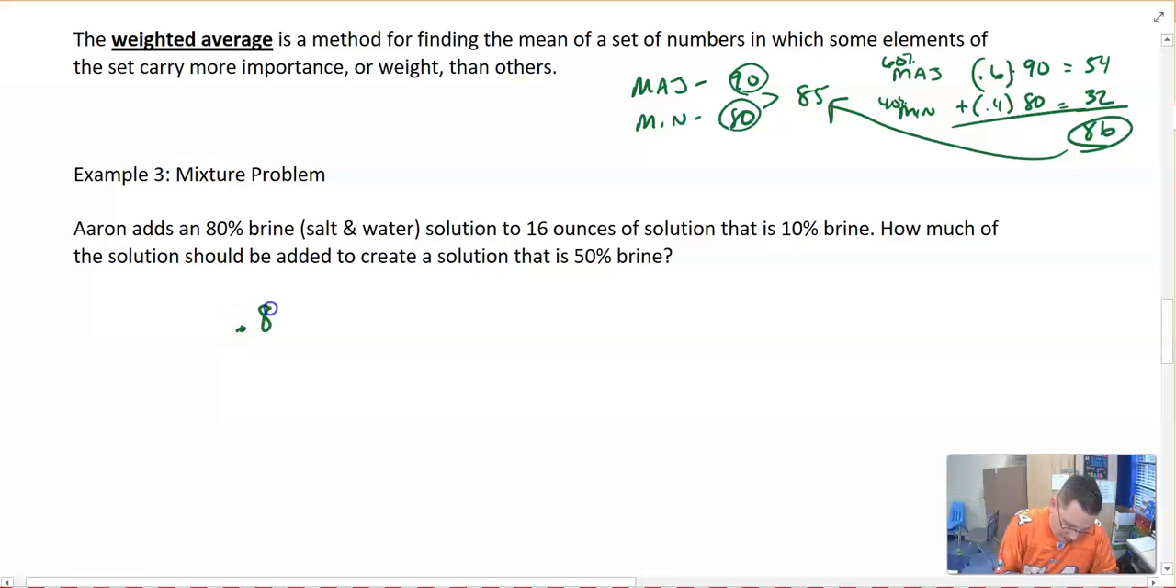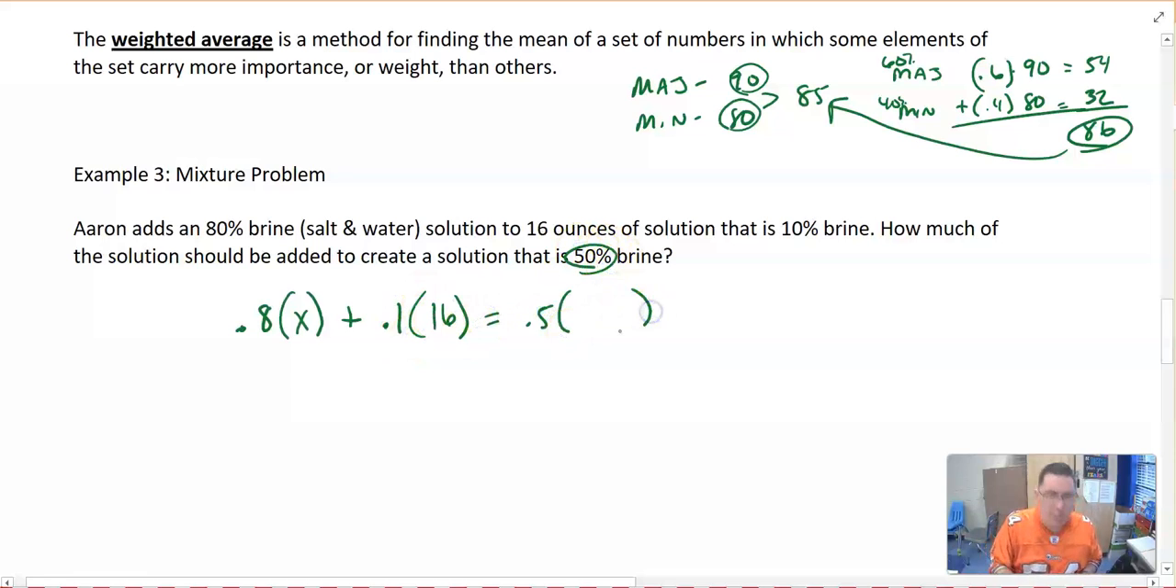So we've got the 0.8, right? And we don't know how much of that we're going to put into this solution. That's our unknown. Plus, we've got the 10% brine solution, of which we have 16 ounces, right? And that is equal to, we want a 50% brine solution. But how much of this brine solution, when we measure it, is in there? Well, it's how much of the 80% solution we put in, plus how much of the 10% solution we put in, so it's x plus 16.